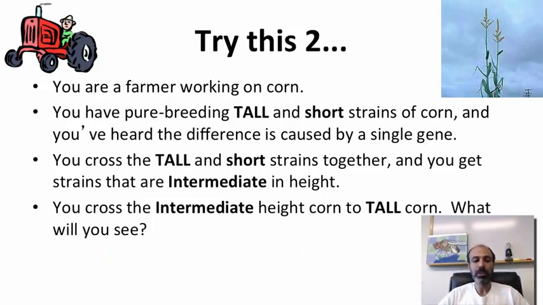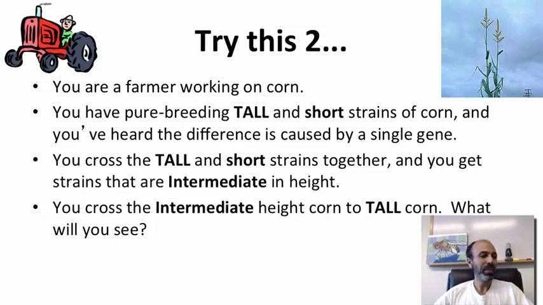So this is starting similarly. You're a farmer working on corn. You're pure breeding tall and short strains together. You cross the tall and short strains together and you get intermediate height corn. This is again very similar to the previous problem. You cross the intermediate height corn to the tall corn now. So you're crossing intermediate height corn to pure breeding tall corn. What will you find?